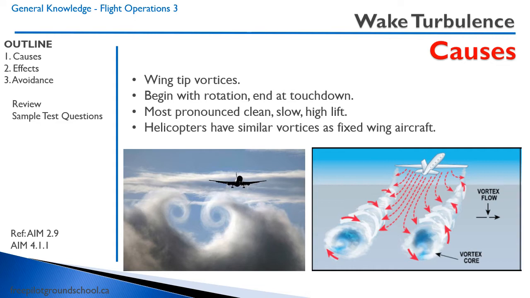So whenever the wing is producing lift, there is a wingtip vortice. Whenever there's wingtip vortice, you get wake turbulence. Therefore, wake turbulence begins with rotation and ends at touchdown. It is most pronounced clean, slow, and high lift, such as takeoff. Helicopters have similar vortices as fixed-wing aircraft when they're traveling in similar wake turbulence.